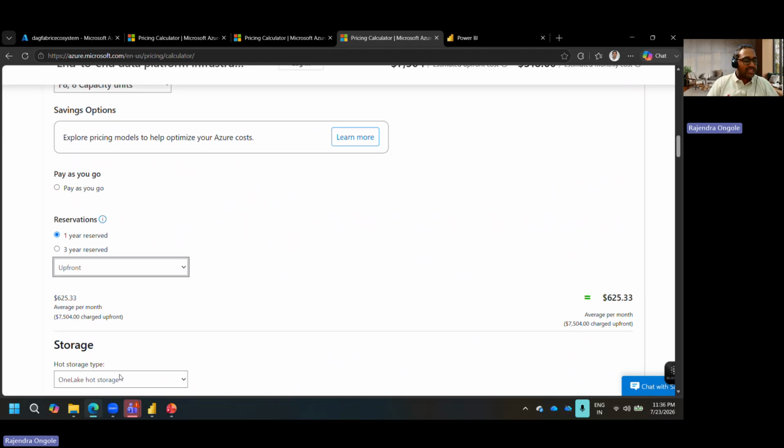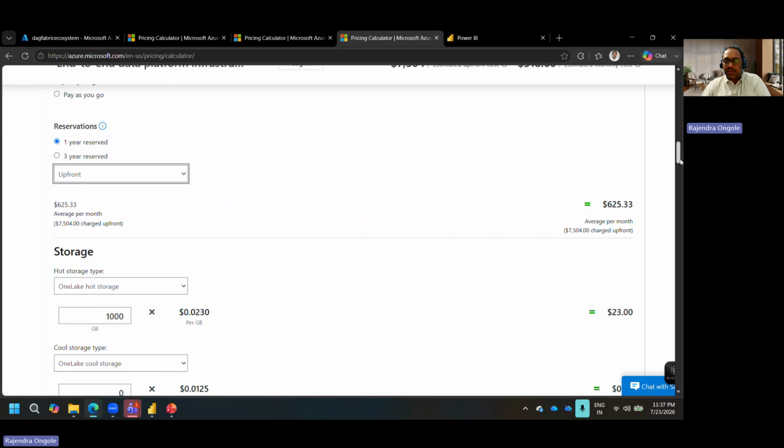This is how the charges estimation has been performed. Upfront is something like, as I have written here, pay the entire reservation amount immediately. If you change it to monthly, the charges are the same. This is for the complete year, 625.33 into 12 months, which comes to around 22,512. That is the charge for the complete year. It is $22,512 per year upfront. This is how it looks per month and this is the upfront.